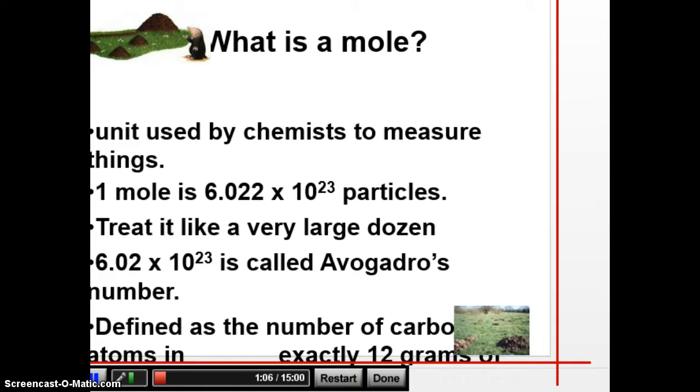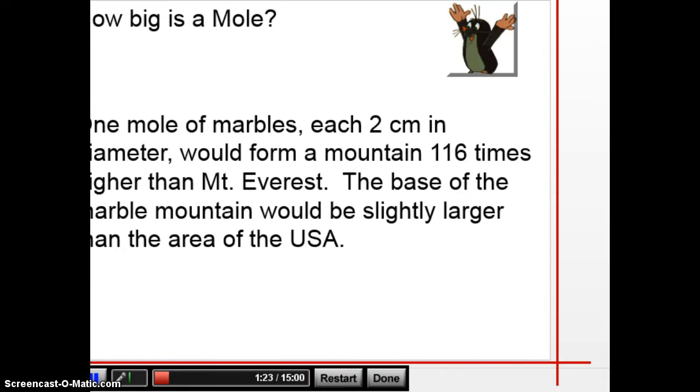If you want a rough idea, a mole is about a handful of most of the elements in the periodic table. It might be a small handful, might be a large handful, but it's much better than all these other things. If we had a mole of marbles, standard size marbles, it would form a mountain 116 times taller than Mount Everest, and the bottom of it would be a bit larger than the U.S. So it's kind of silly to count anything but atoms and molecules. And back to that handful thing, it's nice because it's a rough measurement. You have a mole or about a handful of any chemical.